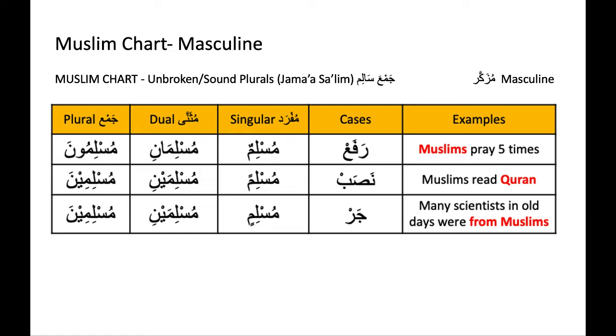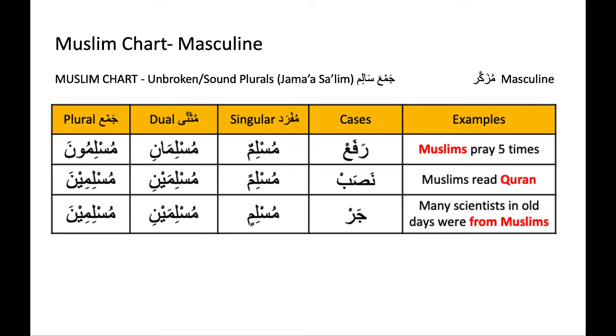So that was rafa. Now let's look at nasab, which is mansub state. Musliman is the singular, muslimaini is the dual, and muslimina is the plural. In the same way, jar status, singular is muslimin, dual is muslimaini, and plural is muslimina.